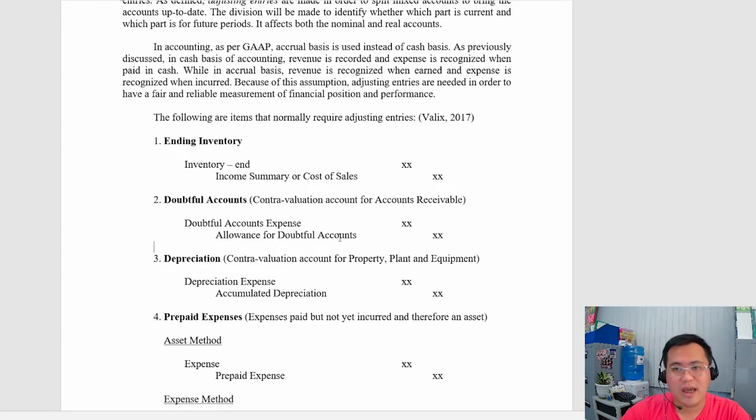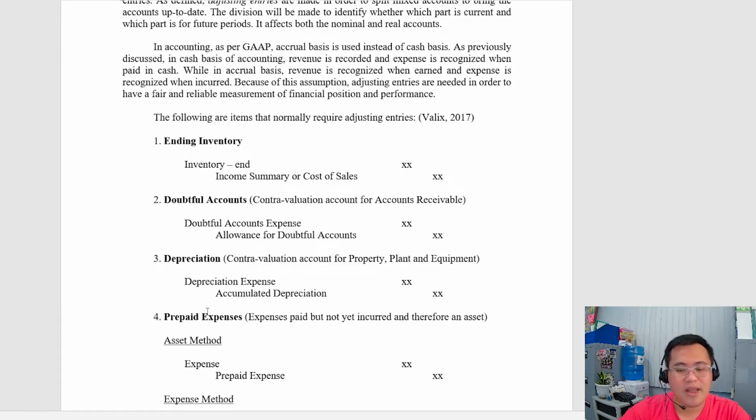So meaning to say, if our building cost 10,000 at the time of acquisition, and perhaps 10 years is the useful life, then after 10 years, the value of that building should have been zeroed out. Meaning to say, the building has been fully depreciated. That's why we set up depreciation accounts.